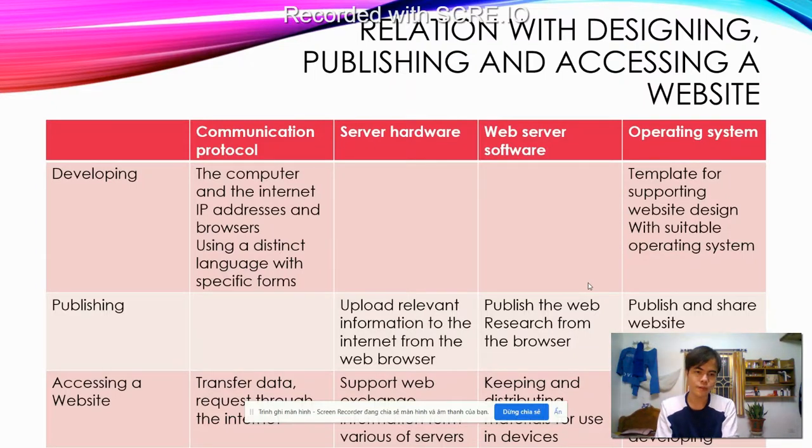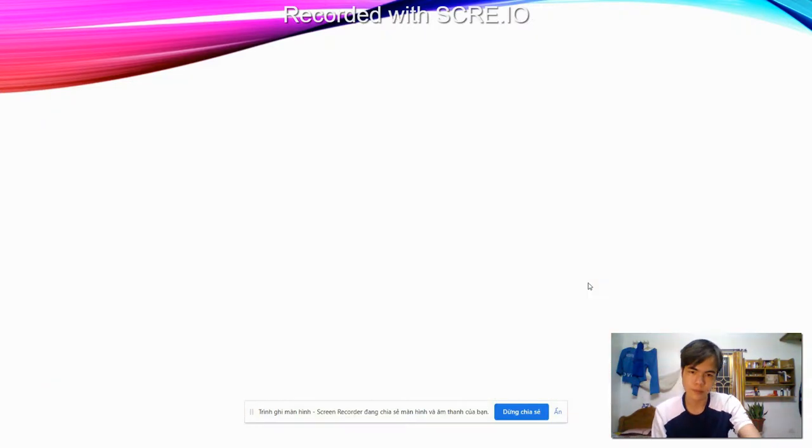Operating systems publish and share website information on the server. In the accessing a website section, the communication protocol will transfer data requests through the internet. The server hardware will support web exchange of information across various servers. The web server software will keep and share information for use on devices. The operating system will install the necessary software for website development.